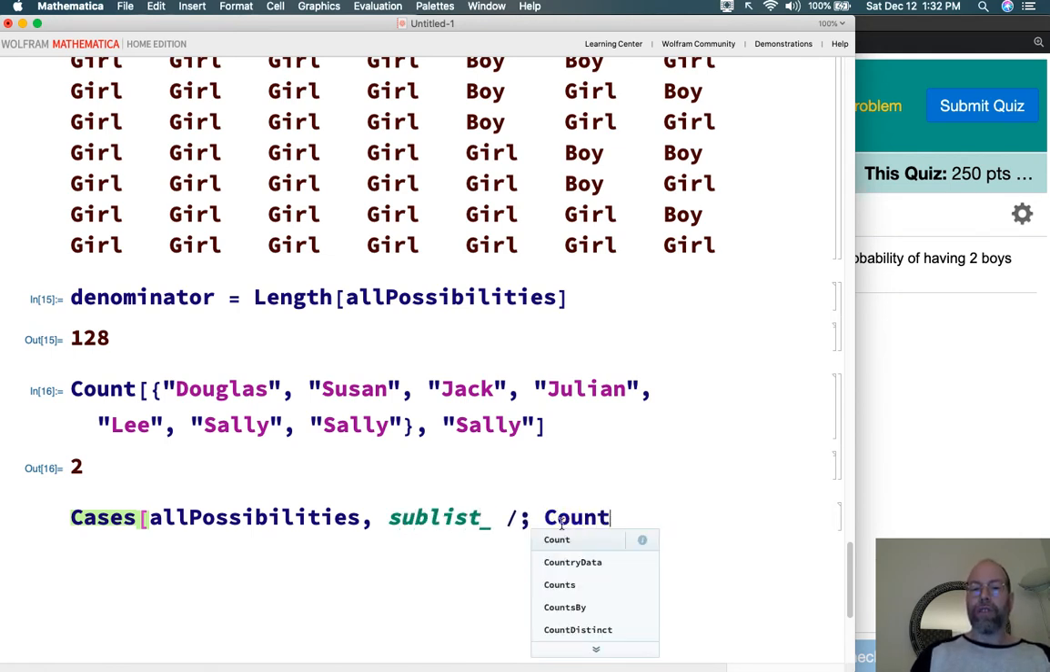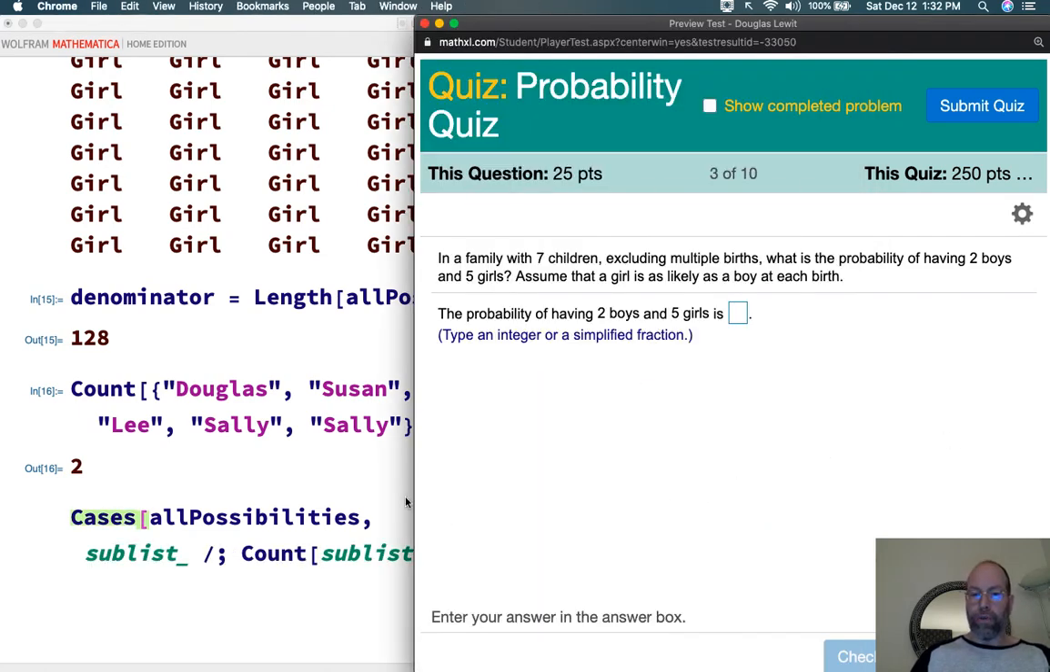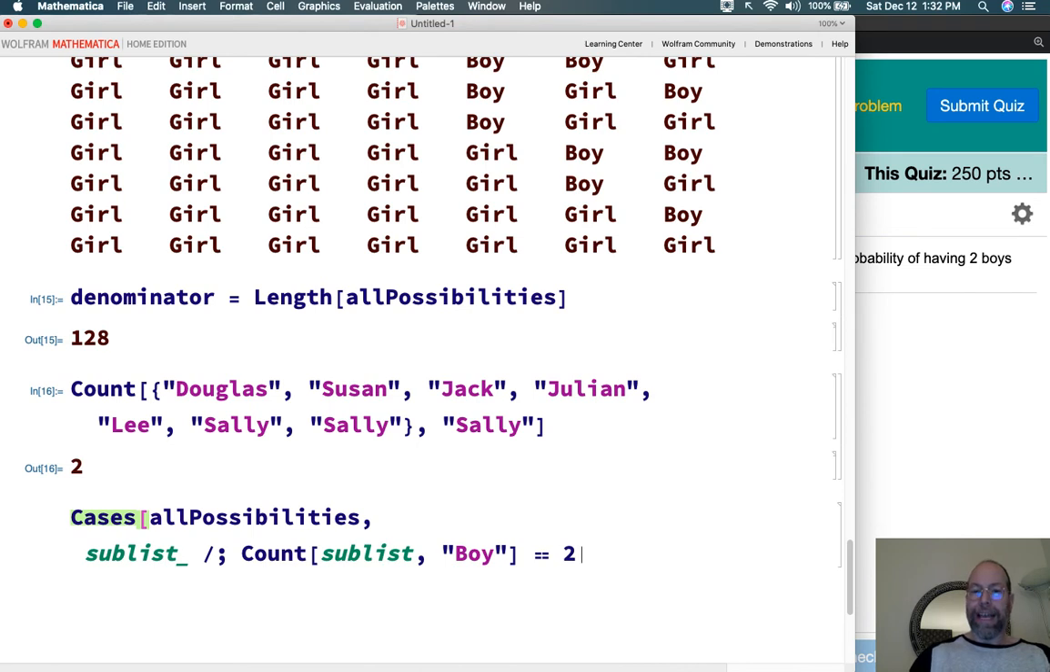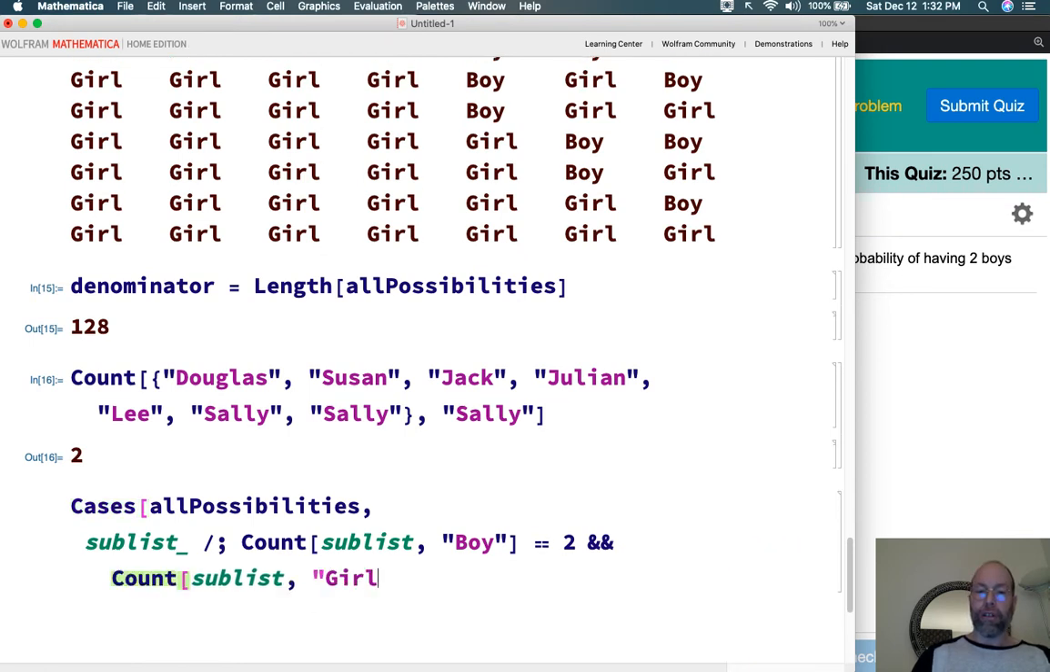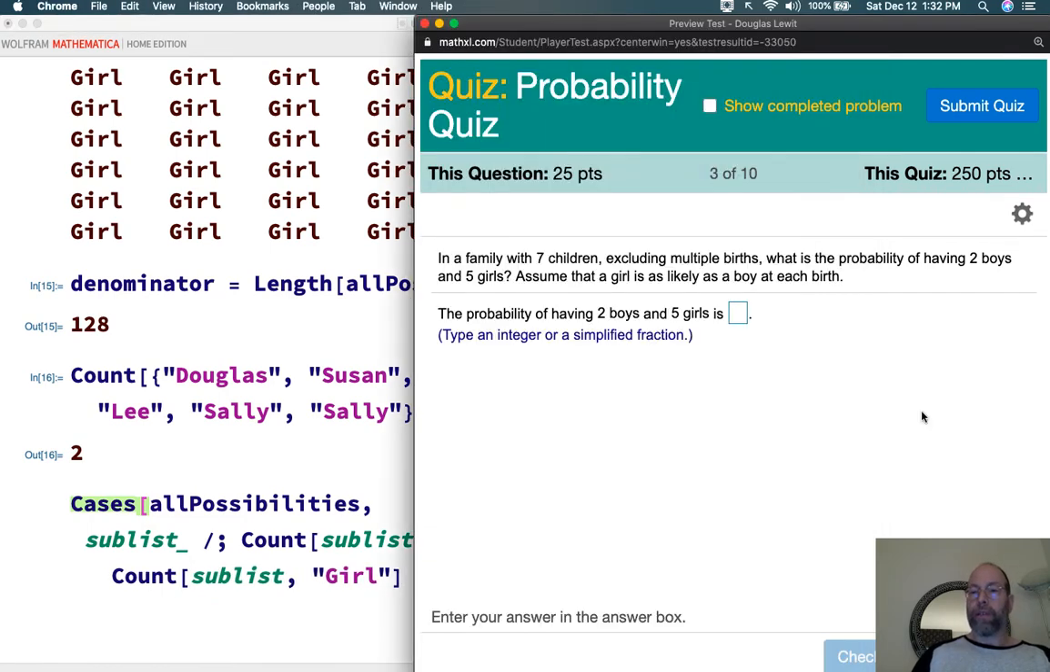The count of sublist boy is going to be equal to 2. And this symbol, the double ampersand, means and. Count of sublist girl is, of course, going to be equal to 5.